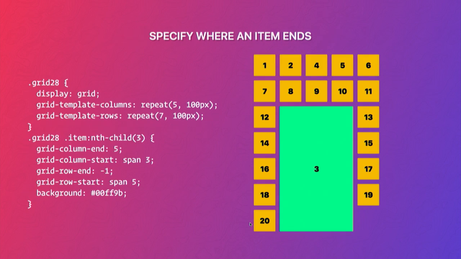You can specify where an item ends. So this example might be a little bit confusing, but let's look at the grid column end, 5. So end at 5, and grid row end, -1, end at the bottom. So what we've just done there is we've anchored it to start at the bottom, kind of bottom right-hand corner of the grid, and then we simply tell it to span 3, 1, 2, 3, and how many rows? Span 5. So we're kind of starting from the bottom and anchoring itself on up into the grid.